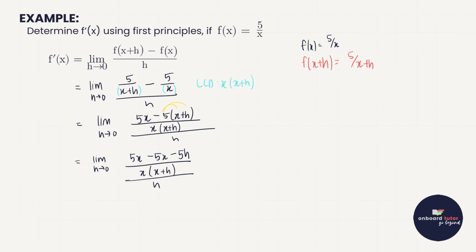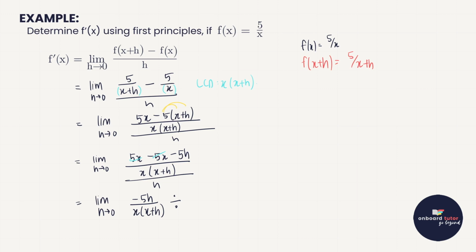Okay, this is good. The x's are going away. So now we've got minus 5h over that whole thing, and then it's divided by h. Whenever I'm in a situation where I've got so many fractions, I like to write this as a division question. So limit as h tends to 0 of minus 5h over x times x plus h divided by this h here.